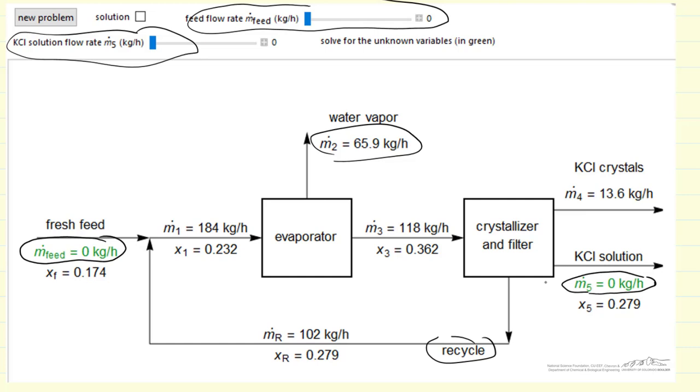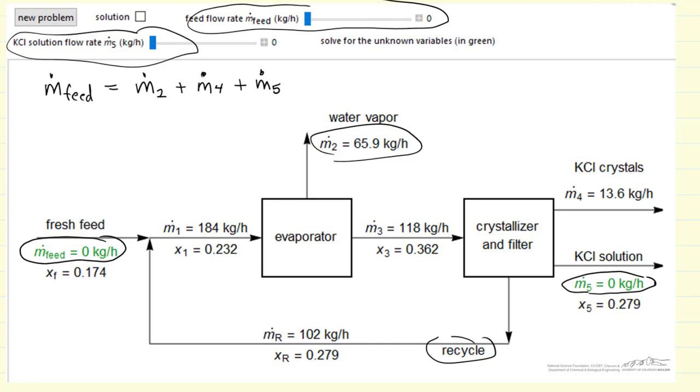So we have two unknowns. We can do two mass balances. In this case, we can do a balance on the overall system, namely the mass coming in must either leave as water vapor or as KCl crystals or as KCl solution. So that's one mass balance. We need two mass balances because of two unknowns.